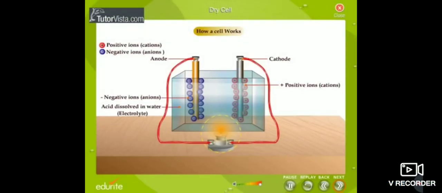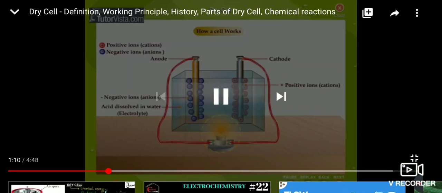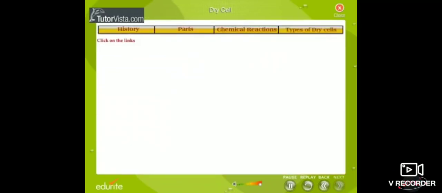If you see here, the negative particles are attracted towards this anode, and the positive particles are attracted towards the cathode. Okay.